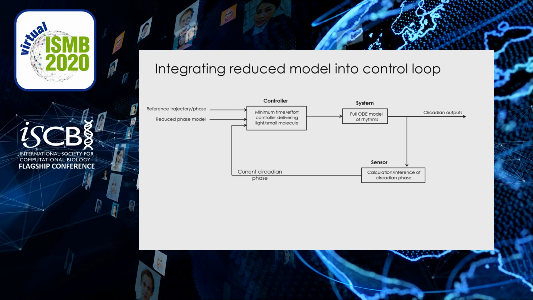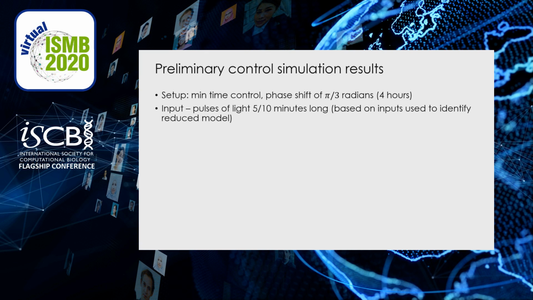But we do know that the control problem is not as straightforward as the open loop diagram that I showed a few slides ago. So we need to actually put this into a proper closed loop where we integrate both the reduced phase model we have in addition to the full ODE model. So what the controller does is optimize a much smaller functional and then feeds the optimal input into the full model. And for preliminary control simulation results, the problem I'm going to talk about is one of the same minimum time where we want to shift someone's phase by 4 hours.